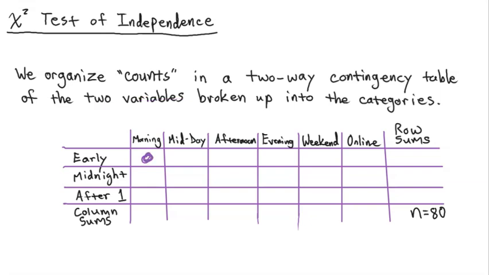So this category right here, we would put however many students said that they prefer morning classes and they prefer going to bed early. So if, let's say, 17 students said that, then we would put a 17 right here, okay? And we would put how many students prefer evening classes and go to bed around midnight. We would put them here. And then down here, we would put all the students that prefer evening classes but go to bed after 1 in the morning. Okay, and ultimately, we would have numbers in all of these boxes. I call them cells, like in Excel, okay?